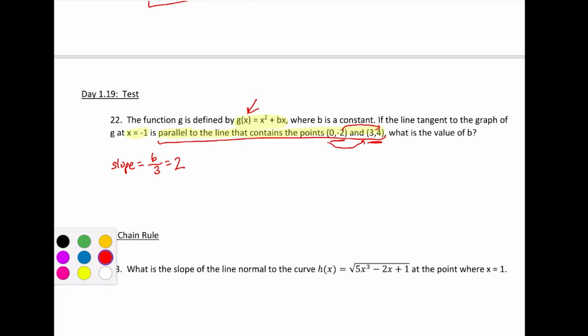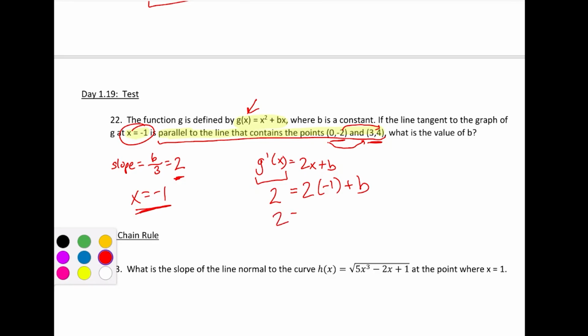So now that we have the slope, we can come up with an equation for the slope of g of x. In other words, find the derivative. So the derivative of g of x is going to be 2x plus b. Now take a look. The slope has to be 2 at x equals -1. This is how we're going to find b. We know that the slope is 2, so the derivative is 2. The x value is -1, so we can substitute that in here, and we're going to use that to solve for b. So 2 equals -2 plus b, and if I add 2 to both sides, I'm going to get b equals 4.